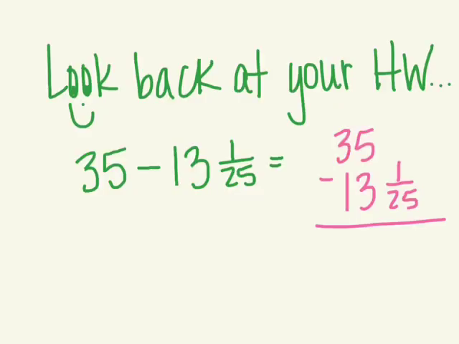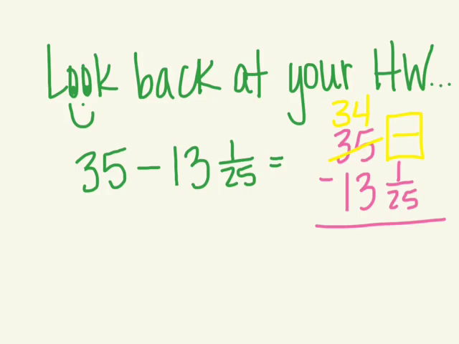On your blue sheet yesterday, and probably your homework, you had to do some subtracting where you had to borrow. In this instance, we have a whole number taking away a mixed number. You have to have a fraction to be able to take a fraction away. So you borrow from your whole number. It would become 34. And that whole that you took away needs to come over here as a fraction.